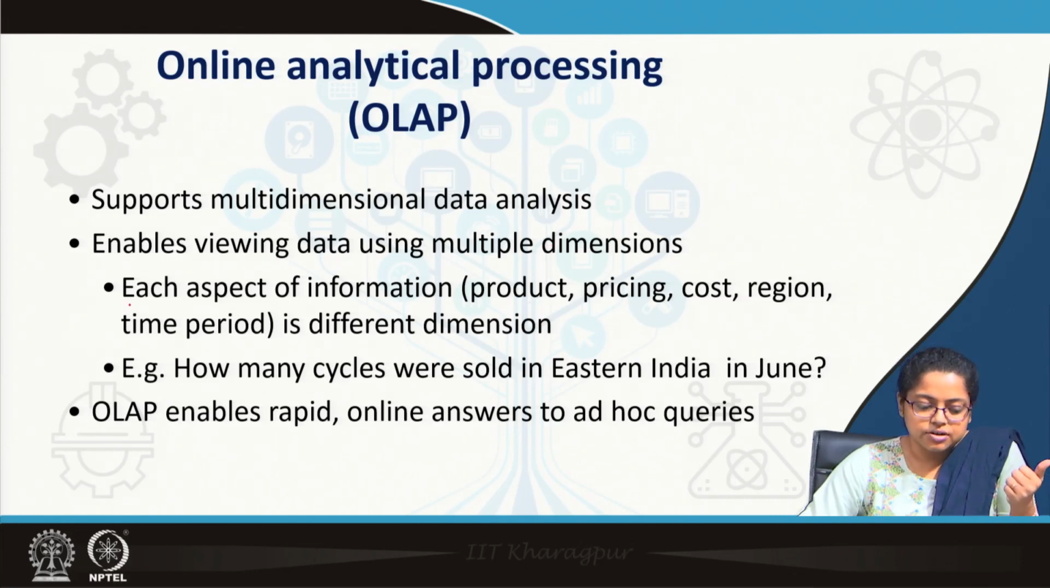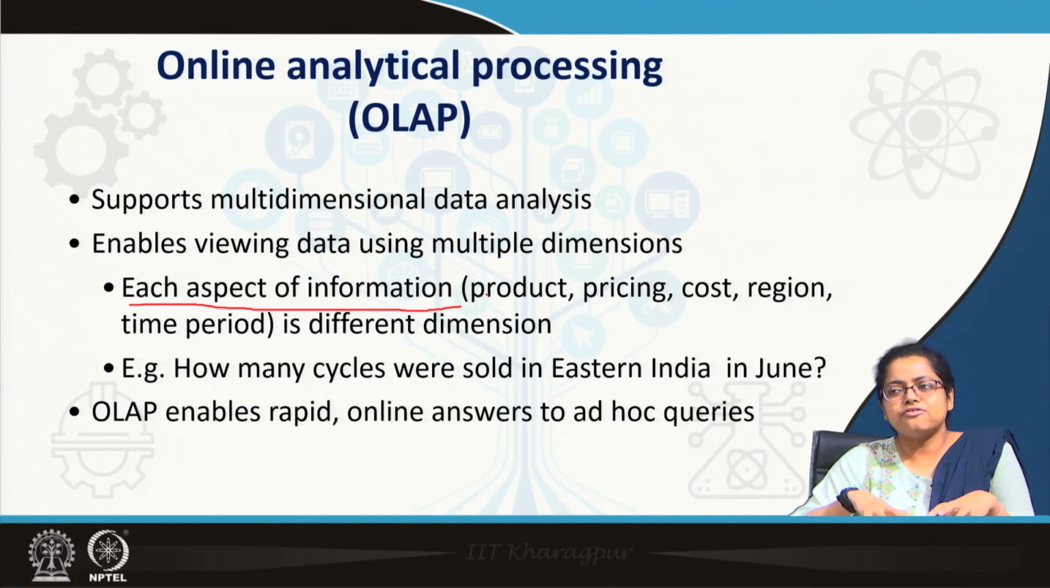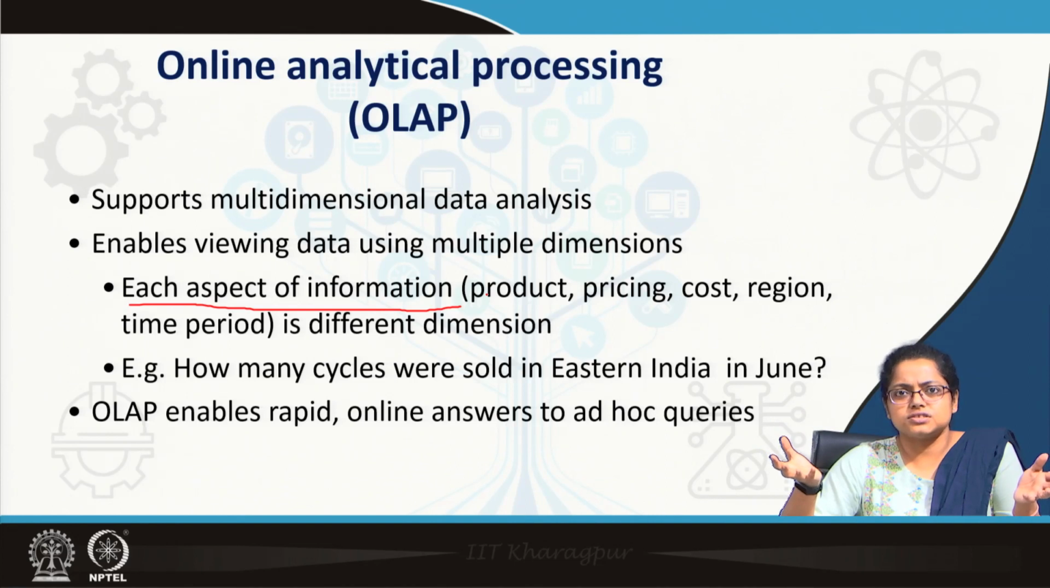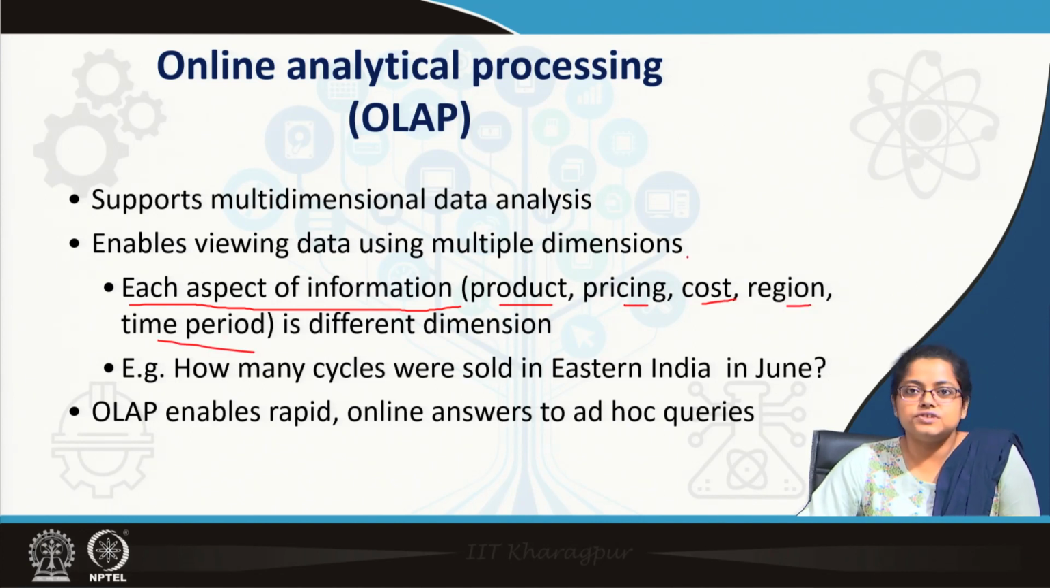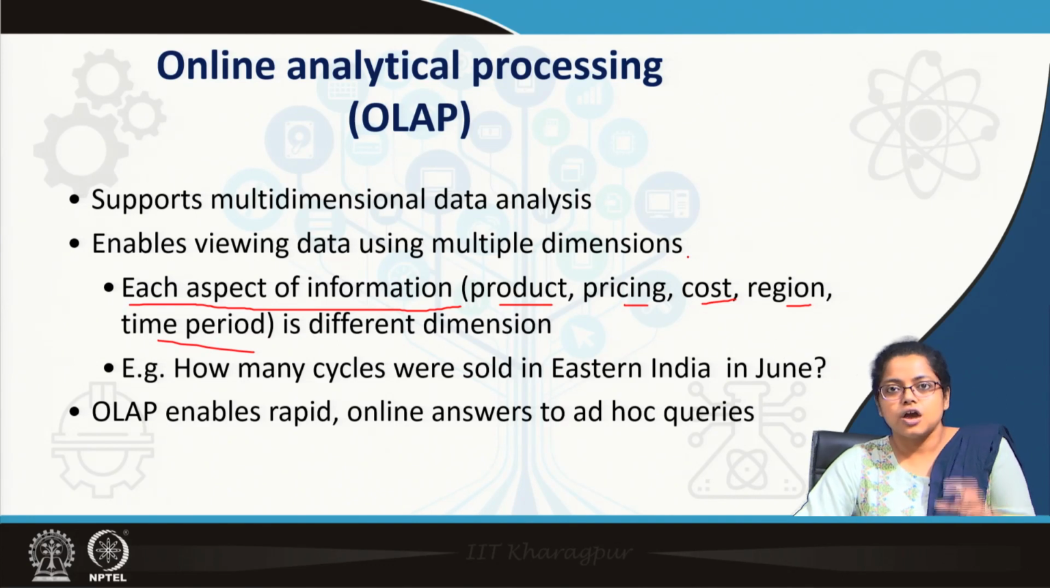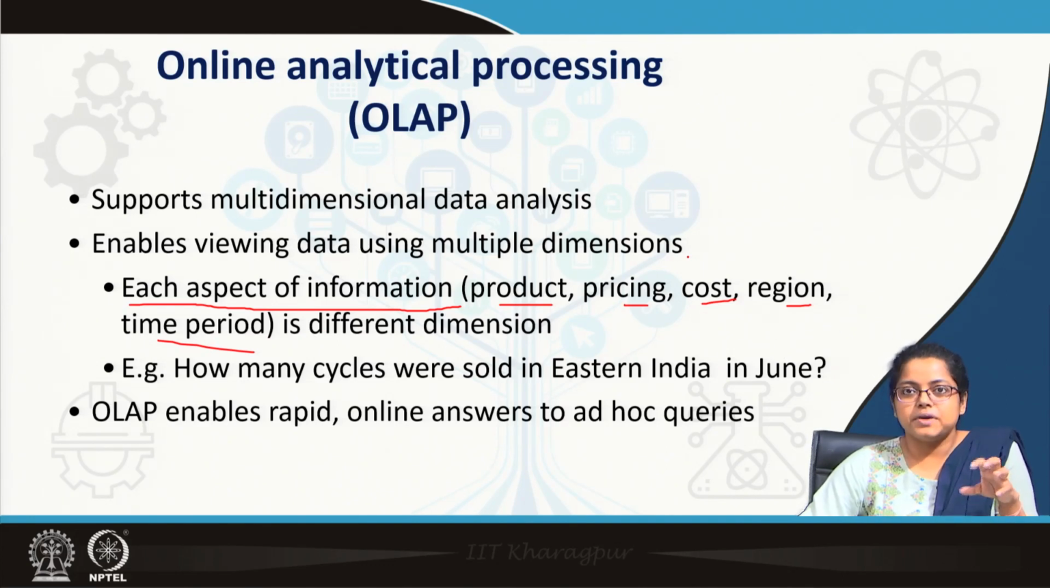Now a dimension is each aspect of information. For example, you may have a lot of information in an organization, but a dimension represents each aspect of that information. An aspect could be a product, pricing, cost, region, or time period. All of these are examples of different dimensions. The data could be split based on any of these dimensions, or on two or more dimensions.